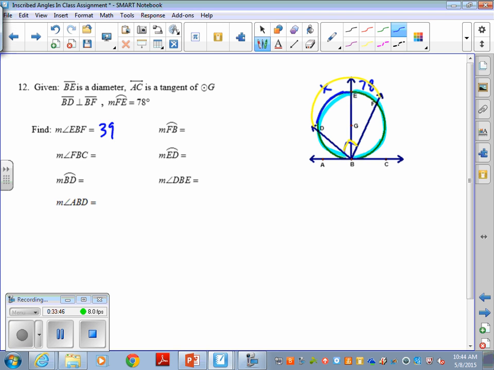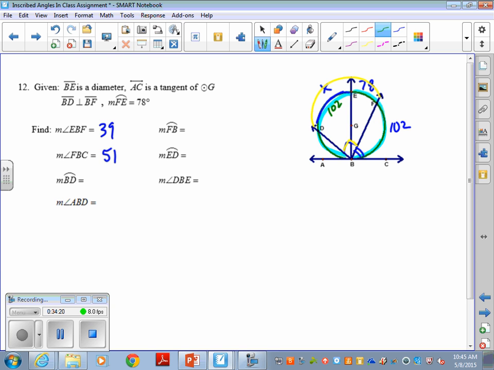All right, then they ask for the measure of the angle FBC. So that is the angle over here. That went with the intercepted arc of 102. So angle FBC should be what? 51. Then they want the measure of arc BD. In order to get the measure of arc BD, I needed to find DE. What is the measure of arc DE? Yeah, 102.